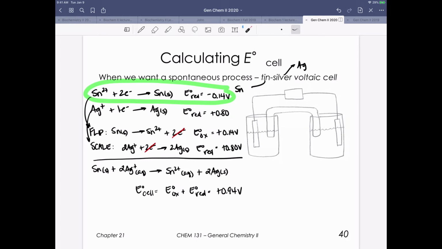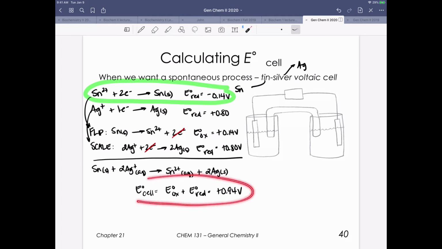And then we need to leave the silver one the way it is, but we need to scale it. We're going to scale everything up by 2 so that we have the 2 electrons in our reduction reaction that we need to cancel. Everything gets scaled up by 2, but we do not change the value of our standard reduction potential. That stays as is, positive 0.8 volts. So we're going to sum these up to get our overall balanced redox reaction, making sure our electrons cancel. That's a skill that we learned in our first lecture.